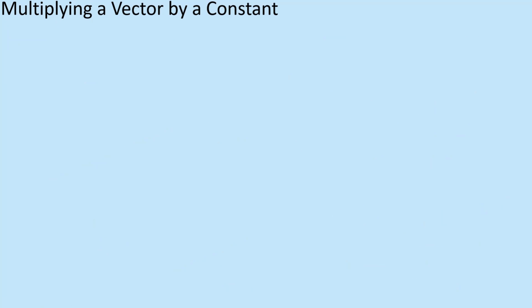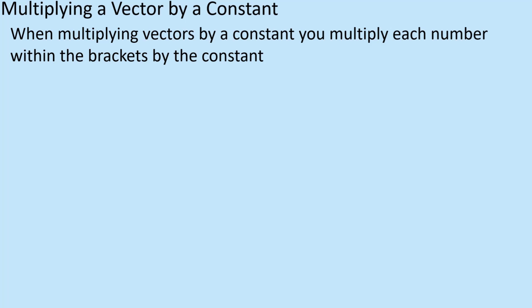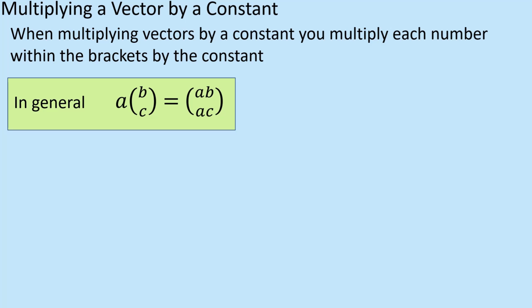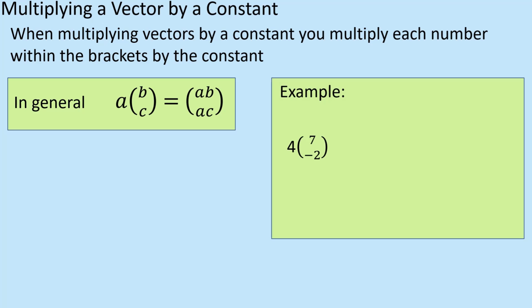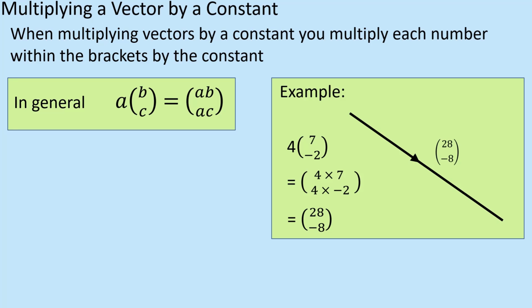Okay, so multiplying a vector by a constant, and again, this is the one that I really want to stress a little bit for those people going for the higher papers. When you're multiplying a vector by a constant, you're multiplying each of the numbers within the brackets by that constant, but actually what you're doing is extending the line, making the line bigger. So in general, if you've got a number on the outside and then times it by b and c, then it'd be ab plus ac. For example, if I've got 4 lots of (7, -2), it's going to be (28, -8). And that's extending it by 4 times, so it's going to be 4 times as big.